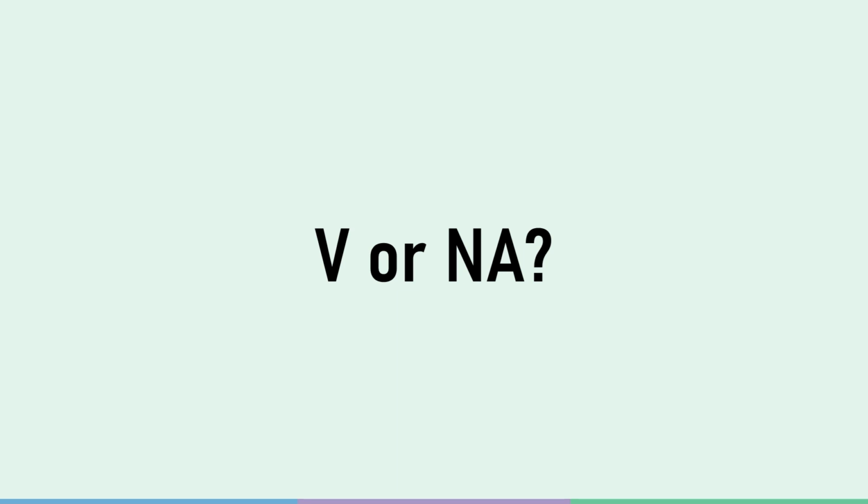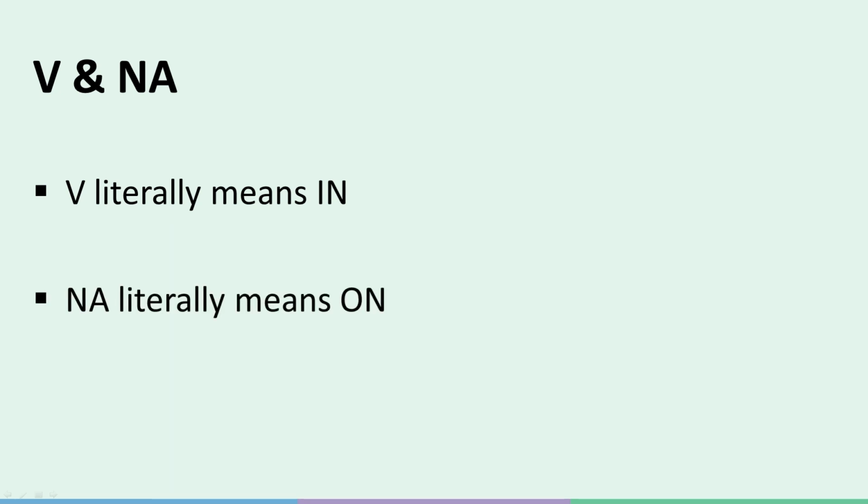Today, we're going to try and give a few tips on using u and na. First off, what do u and na mean? They're two of the most common prepositions in Slovene. If you ask a native speaker, they'll tell you u means in or inside of something, and na means on or on top of something.